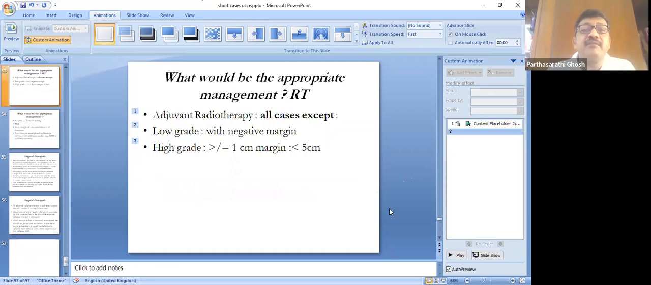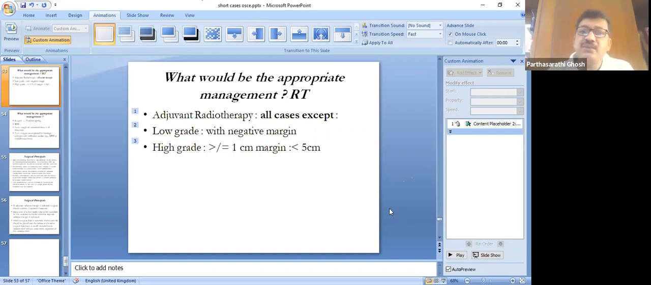And then radiotherapy is actually indicated in all cases of soft tissue sarcoma except two. This is better to remember in this way: low grade with negative margin, or high grade with adequate margin in a tumor less than 5 centimeters. So if it is high grade and more than 10 centimeters, of course you have to give the patient radiotherapy. Is it clear? So low grade with negative margin or any high grade with adequate margin and tumor less than 5 centimeters.